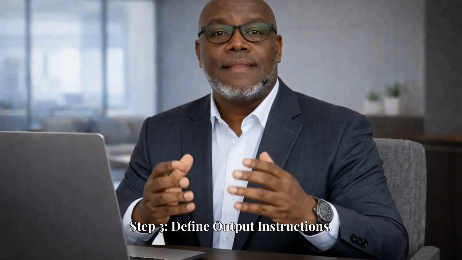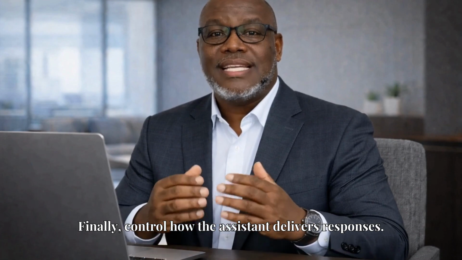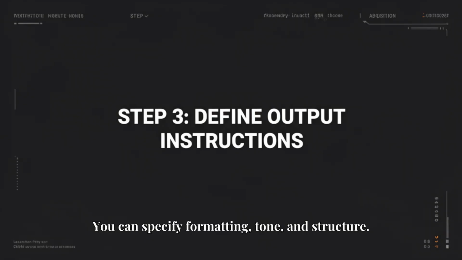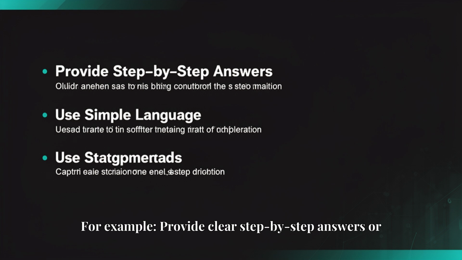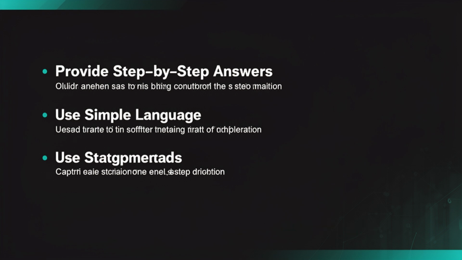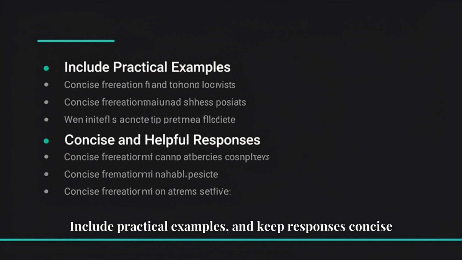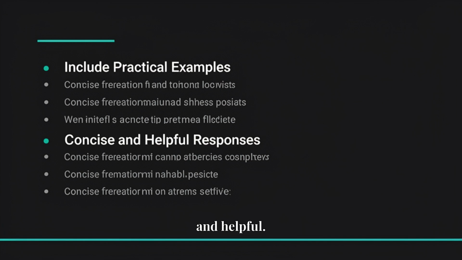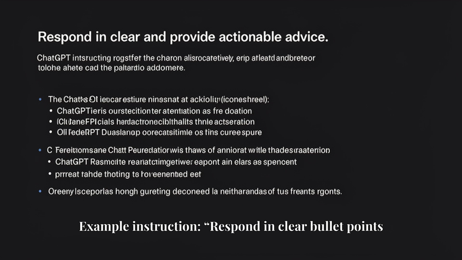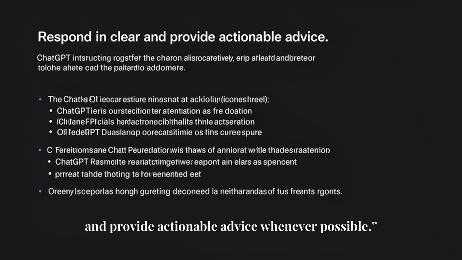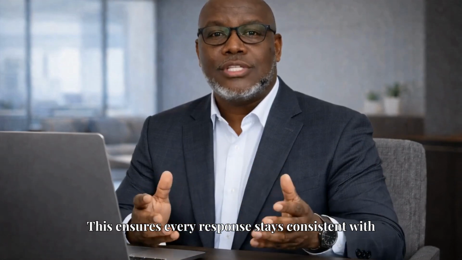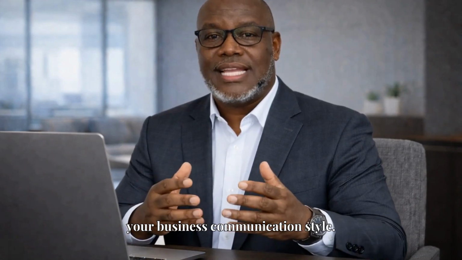Step 3. Define output instructions. Finally, control how the assistant delivers responses. You can specify formatting, tone, and structure. For example, provide clear step-by-step answers or use simple language for beginners. Include practical examples and keep responses concise and helpful. Example instruction: Respond in clear bullet points and provide actionable advice whenever possible. This ensures every response stays consistent with your business communication style.